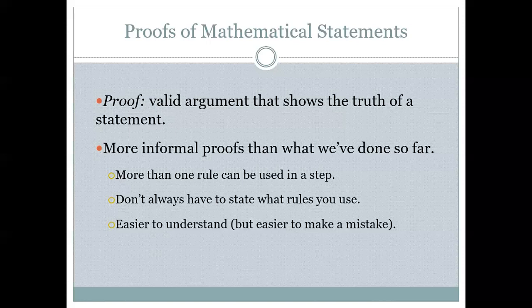And generally speaking, I would say that the informal proofs we're going to be doing are a little bit easier to understand, okay? But they're also a little bit easier to make a mistake because you don't have the rigid formal symbolic logic flow, okay? So sometimes you might be prone to make a mistake or two, okay?